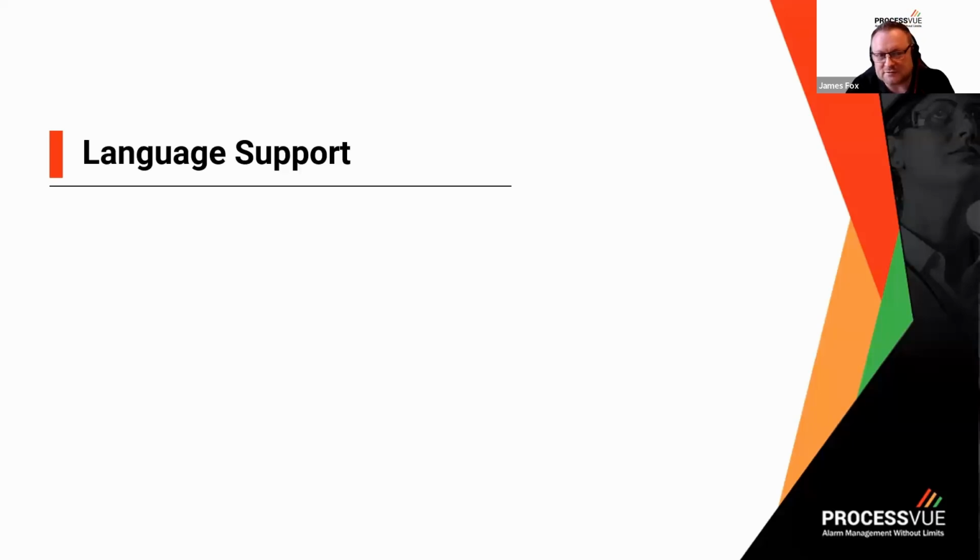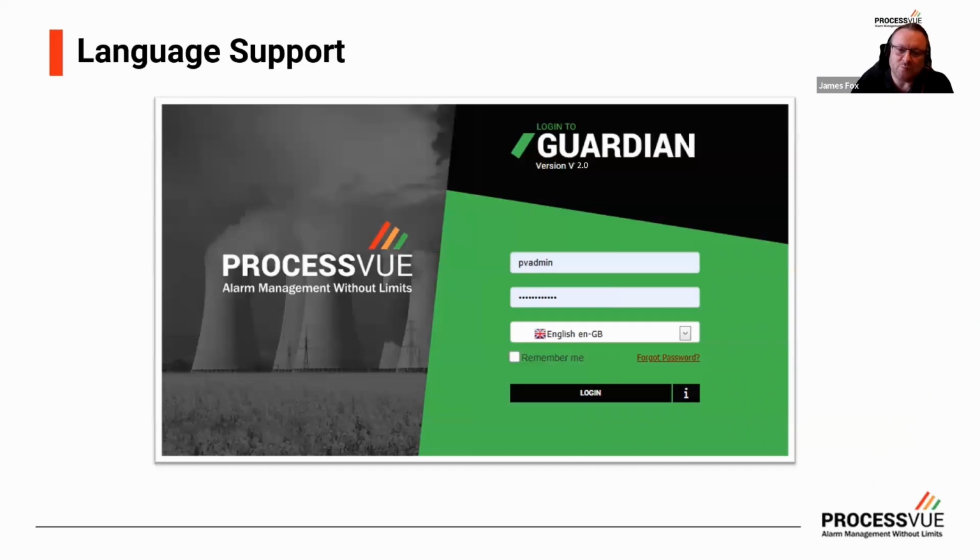The next enhancement I'd like to talk about is language support. So with the release of Guardian 2.0, we're introducing language support or localization. There's going to be several languages available. And the idea is that from the login menu of Guardian, you'll be able to click on the drop-down menu and select the language. It will then translate the web client into your chosen language, which will enhance your user experience, as if you are an international user, you'll be able to see the web client in your own language.